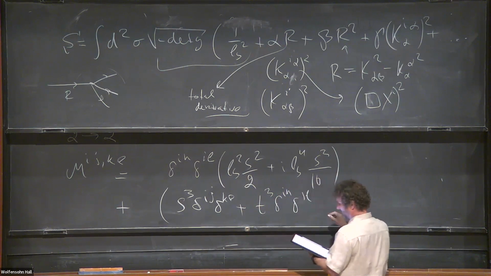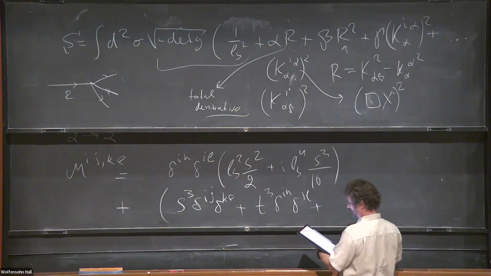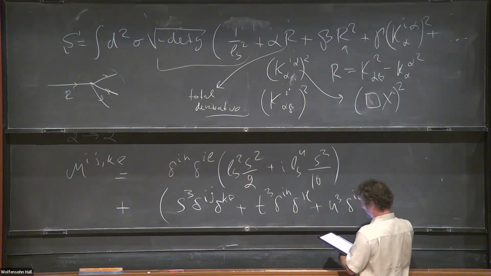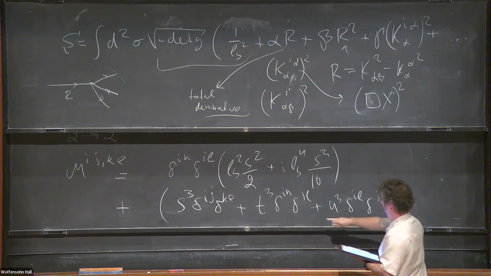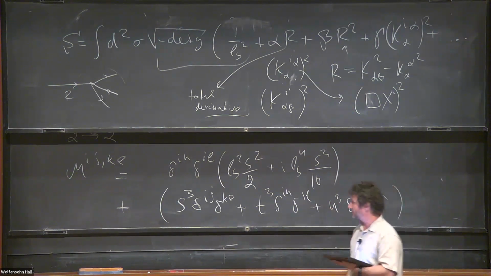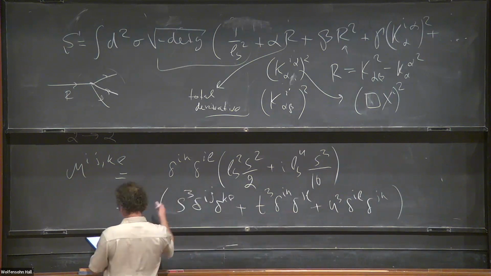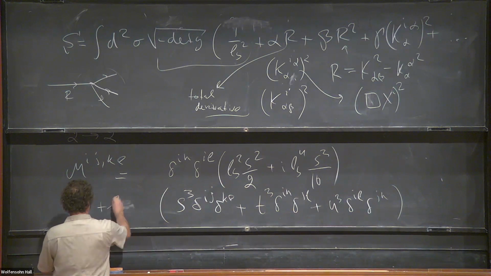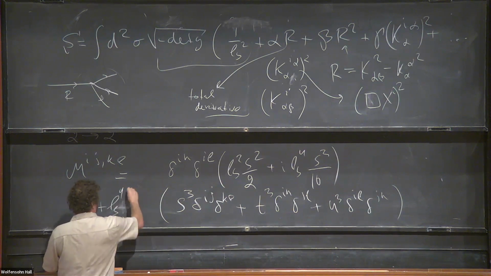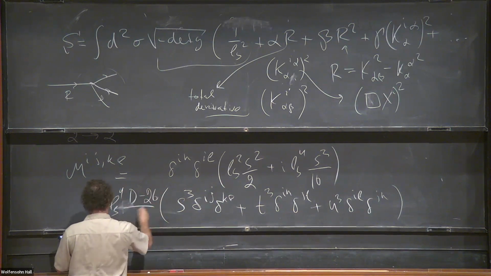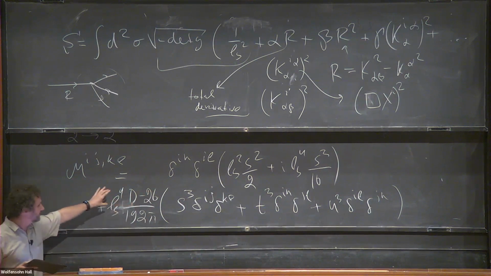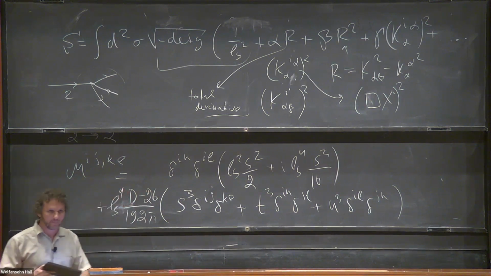Actually, I will need the explicit expression momentarily. Plus u cubed δ_IL δ_JK, where s, t and u are the usual Mandelstam invariants. And most importantly, the price for doing this calculation is a prefactor here, which is (D − 26)/(192π). So we see D − 26 appear.